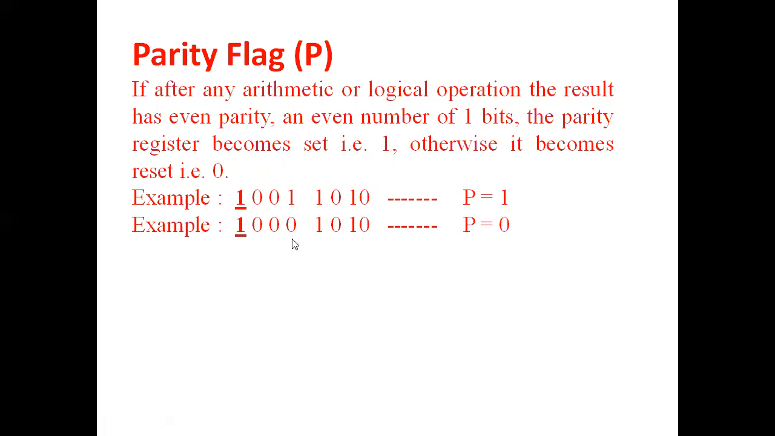This is the second example. How many ones? In this second example, I have three ones. That is 1, 2, 3. So I'm getting odd parity. Odd parity means parity is equal to 0.